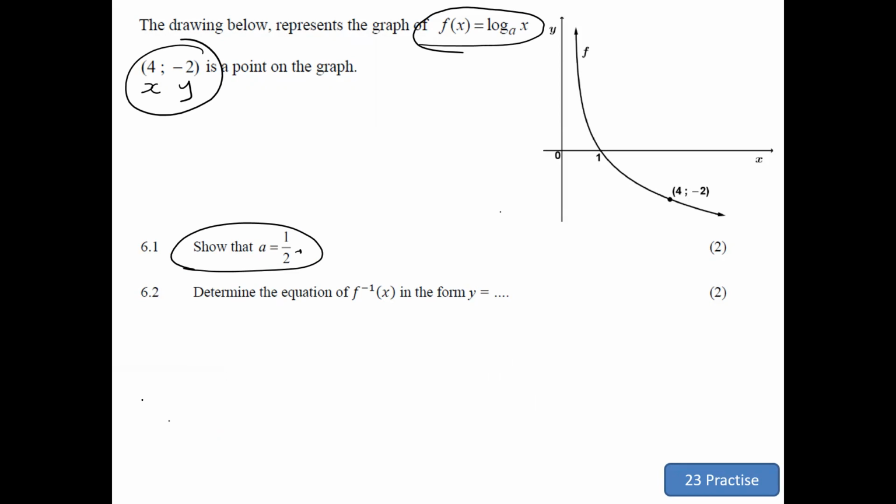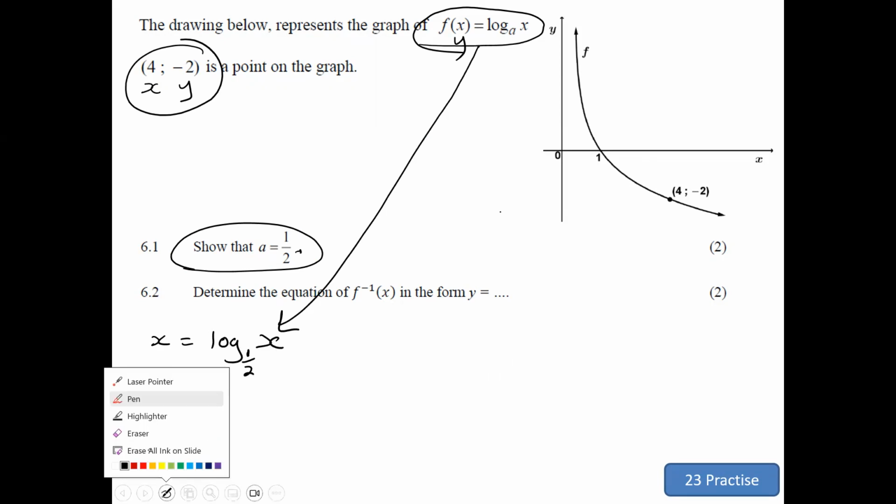Anyone found the inverse? Would it be 1 over 2x? Let's check if you're right. So there's our equation. Step 1 in an inverse is swap x and y. So f of x represents y. And if we swap it, it becomes x is equal to log y base a, but we found a in a previous question to be half. Oh, sorry, I forgot to swap the actual. That should be y.